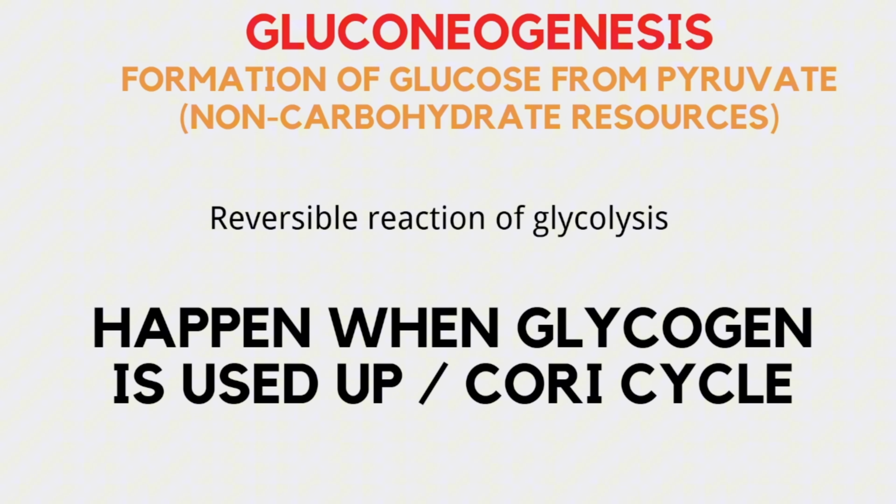Okay, next is the gluconeogenesis. As I mentioned, gluconeogenesis happens when glycogen is used up. You need to know that glycogen is stored in the liver, but it has a limit. When you are not eating for a long period, fasting for a long period, and your liver has already used up all the glycogen but your blood glucose level is still very low, then gluconeogenesis will take over.